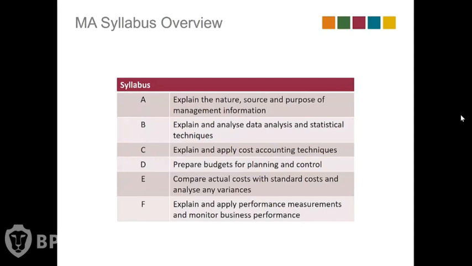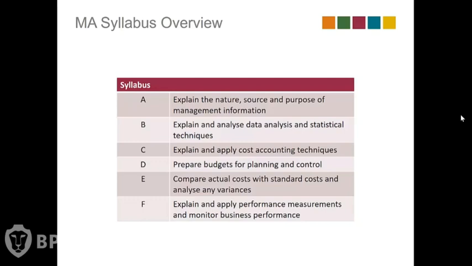There are 6 areas in the Management Accounting syllabus. Syllabus Area A looks at explaining the nature, source and purpose of management information. In this part of the syllabus, we will look at what management accounting is, why it's important and where the information comes from. We'll start to look at cost classification and behaviour and different ways to present information to management.